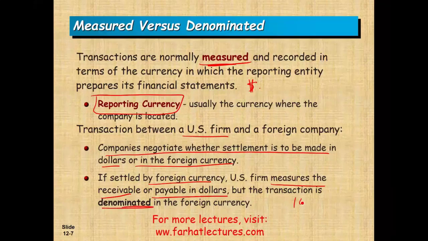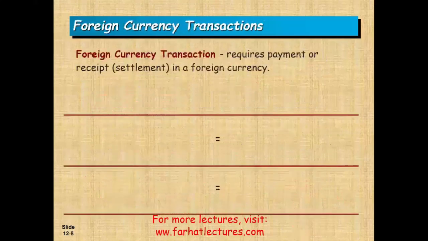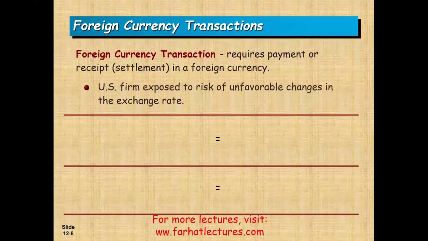So when we say you're going to have to pay 100,000 yen, we don't record on our books 100,000 yen. We convert the 100,000 yen at 0.004, and we say it's $400, and we say we have a payable of $400. So it's denominated in the foreign currency, but it's recorded in US dollar. So foreign currency transactions require payment or receipts in a foreign currency. So the US firm is exposed to risk of unfavorable changes in exchange rate. Now, just want to let you know, it could be unfavorable or it could be favorable. But what we are discussing here is a risk, and we're going to assume unfavorable.